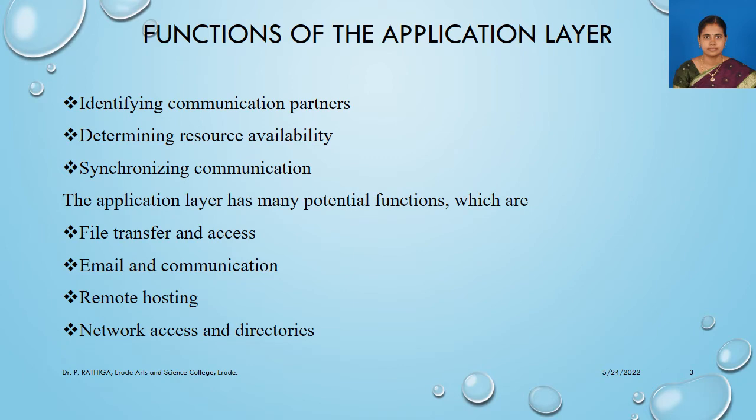Then the last one is network access and directories. The ability to access information from a website is an example of the application layer. Users access all network services and applications at this level. It allows you to find information and locate data through network directories.